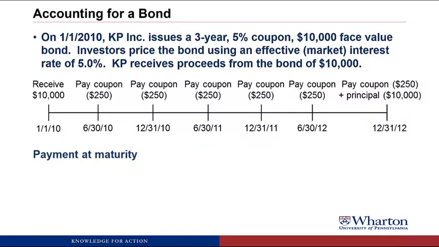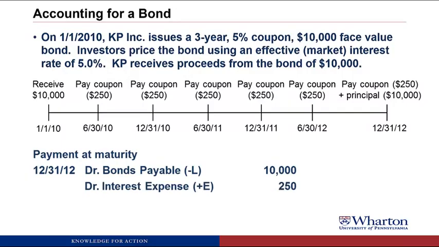Okay, so we're paying off the principal, so we debit bonds payable to reduce the liability by $10,000, so it makes the liability 0. We do one more coupon payment of interest expense, so we debit interest expense for $250, and then credit cash for the $10,250. And of course, you could have also split this into two entries: debit interest expense, credit cash for $250, and debit bonds payable, credit cash for $10,000.